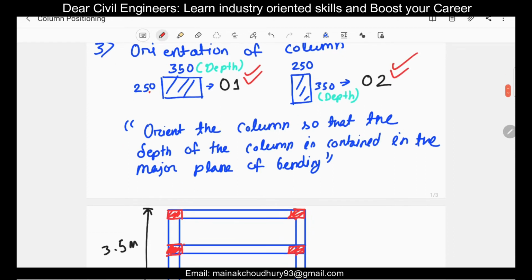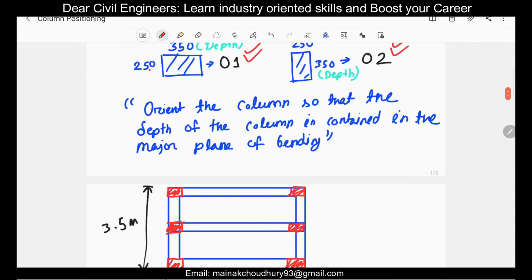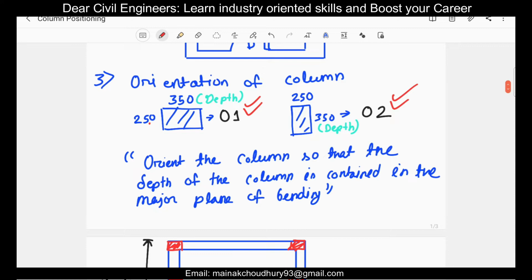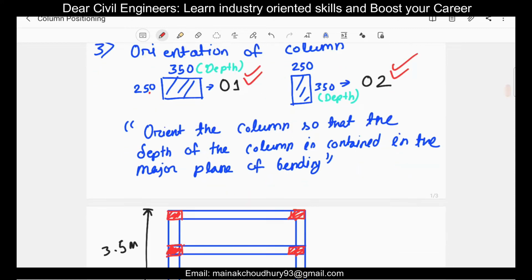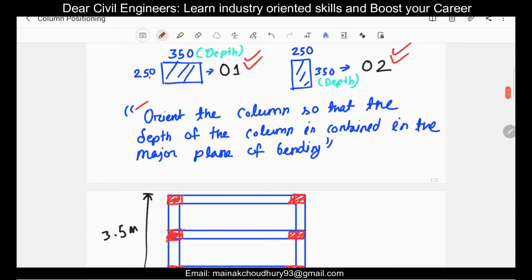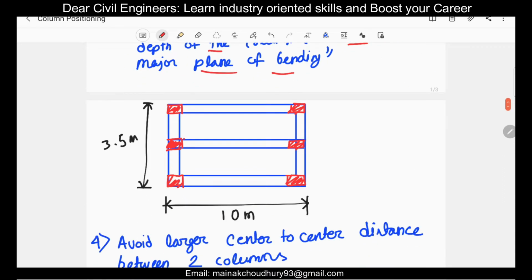So how can we know in which direction we need to orient the columns? It is very important because many things depend on this. You need to orient the columns so that the depth of the column is contained in the major plane of bending. So what is the major plane of bending and what is the depth? We already know the depth is the higher dimension. And why should you place it along the major plane of bending?